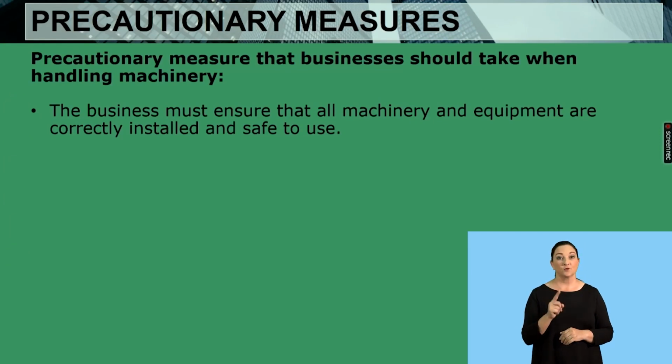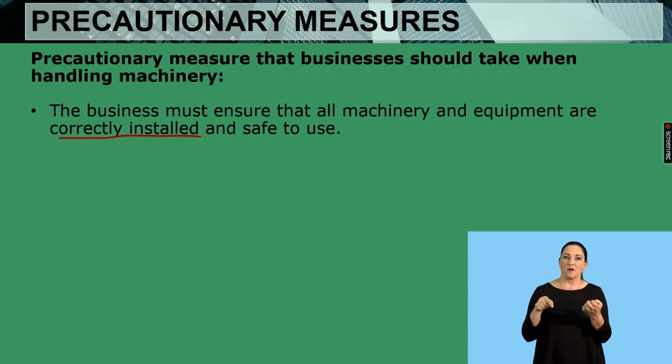It says there that businesses must ensure that all the machinery and equipment are correctly installed and safe to use. Before I can allow my employees to use a certain type of machine, I need to be sure that all the equipment is installed properly. I then need to conduct certain tests to verify that the machine is safe to use, and then employees can start using it.